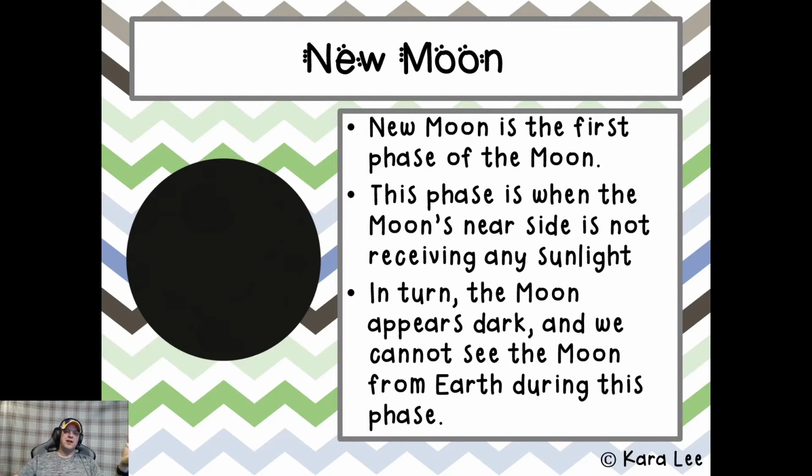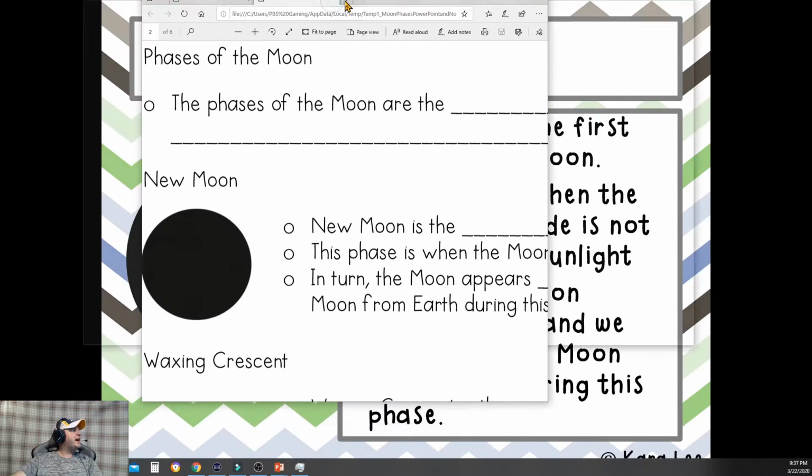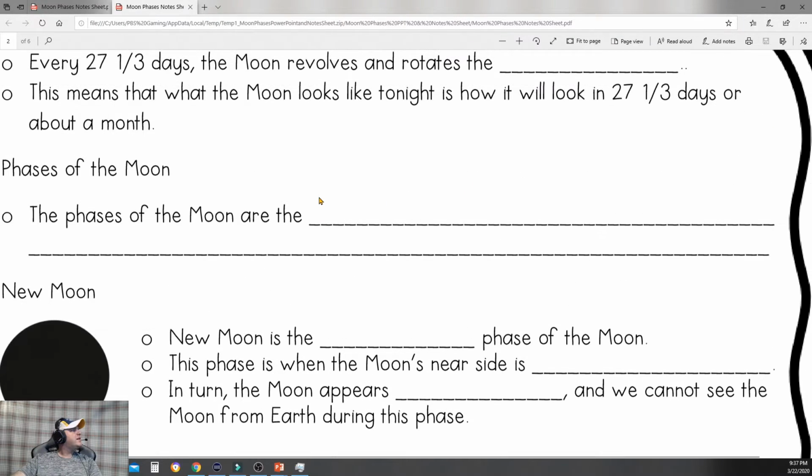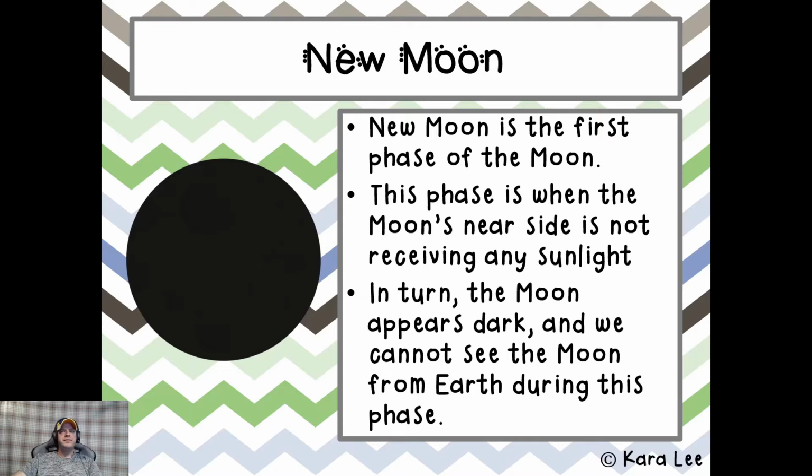The new moon. Let's talk about that one first. The new moon is the first phase of the moon. We are right here if you got lost. New moon, and that is at the top of the second page. This phase is when the moon's near side is not receiving any sunlight. In turn, the moon appears to be dark in the sky, and we cannot see the moon from Earth during this phase.